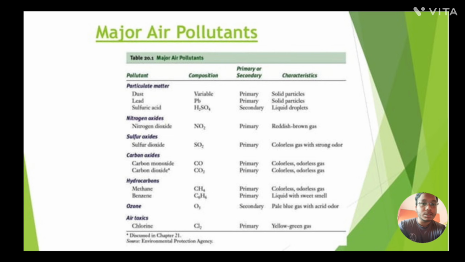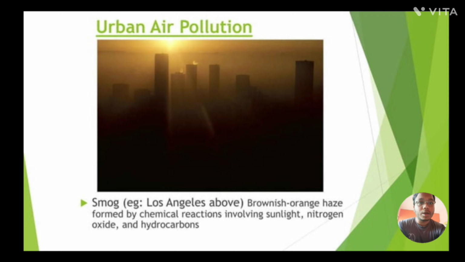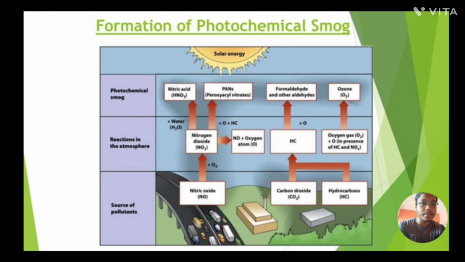This is the list of major air pollutants, the composition of primary and secondary pollutants, and their characteristics. Urban air pollutants. Smog: over Los Angeles, the brownish orange haze has formed from chemical reactions involving sunlight, nitrogen oxides, and hydrocarbons.